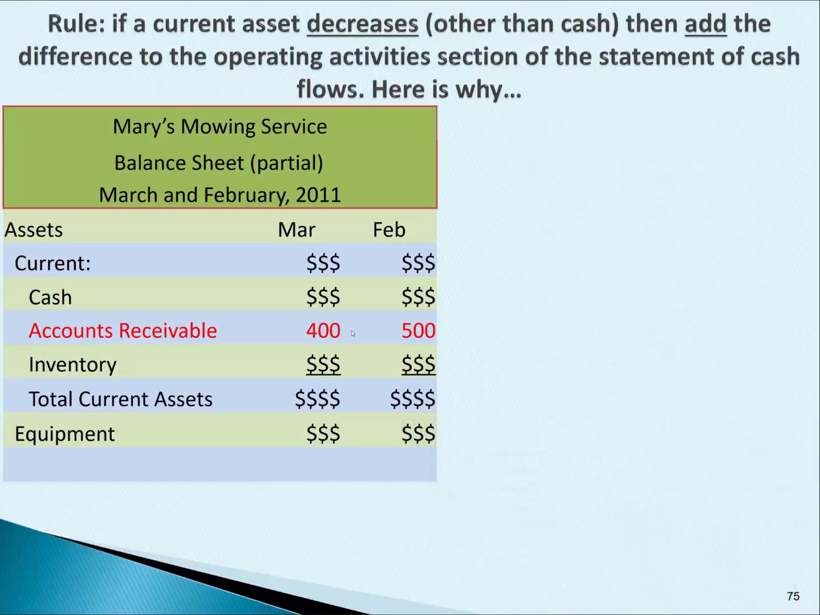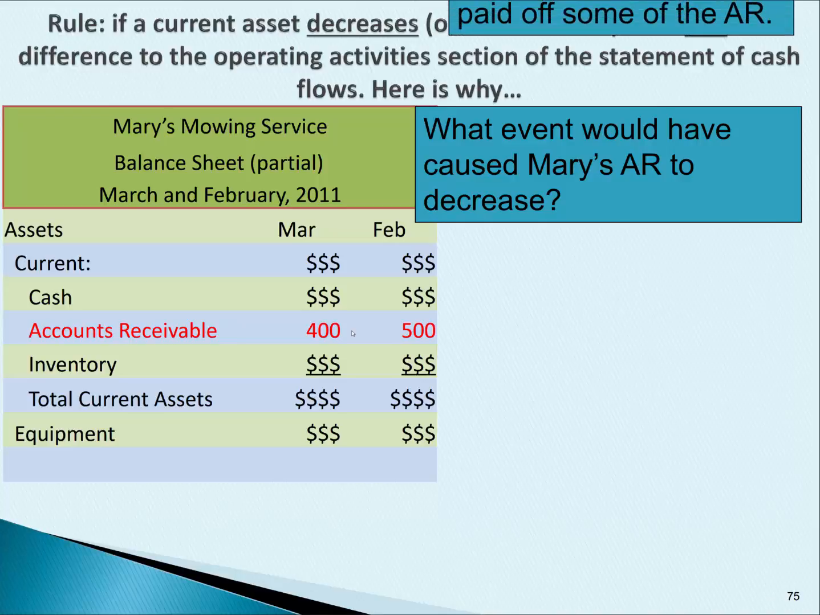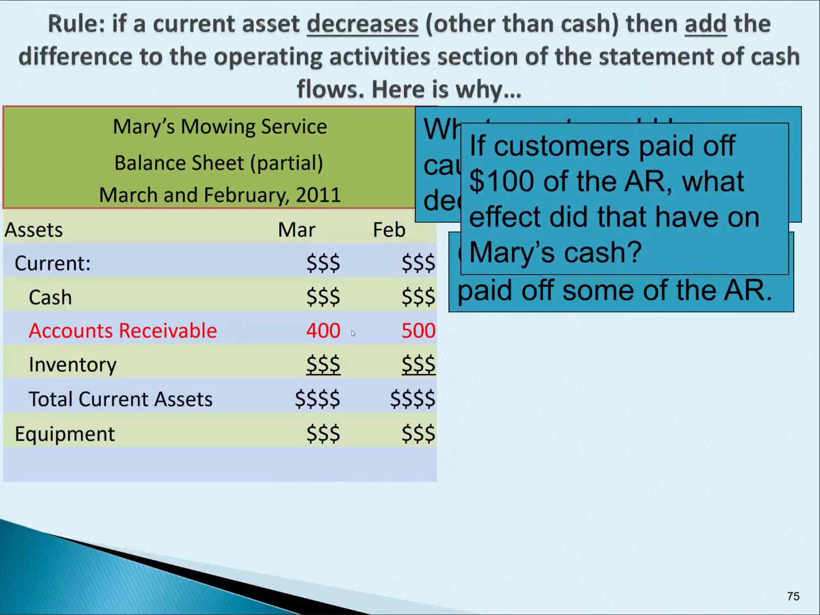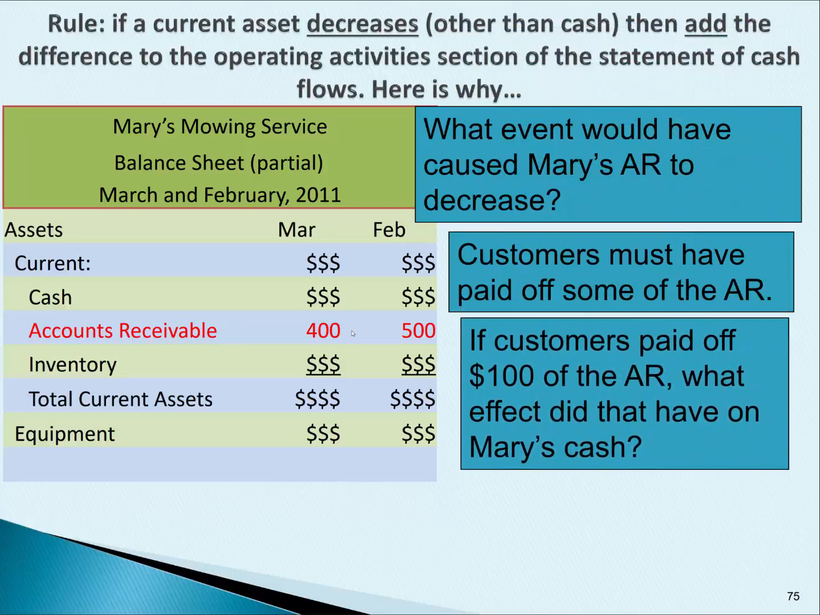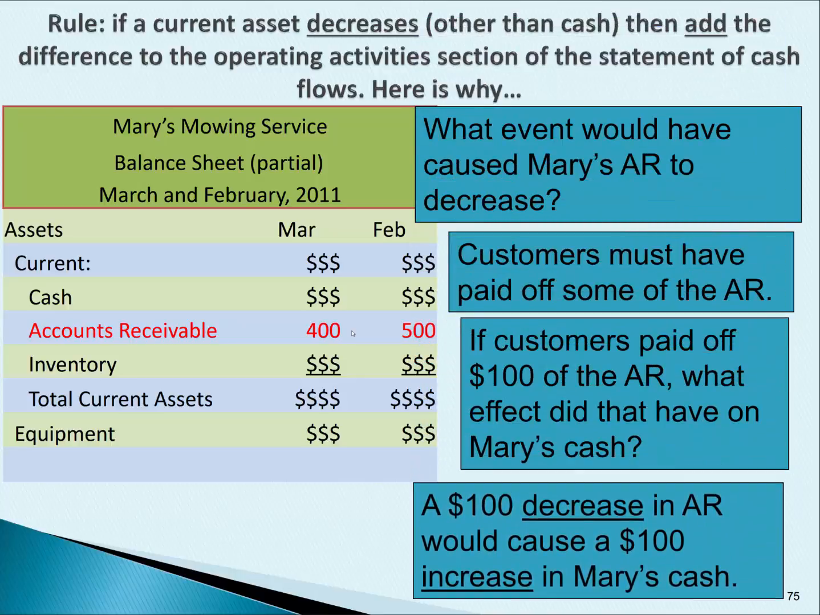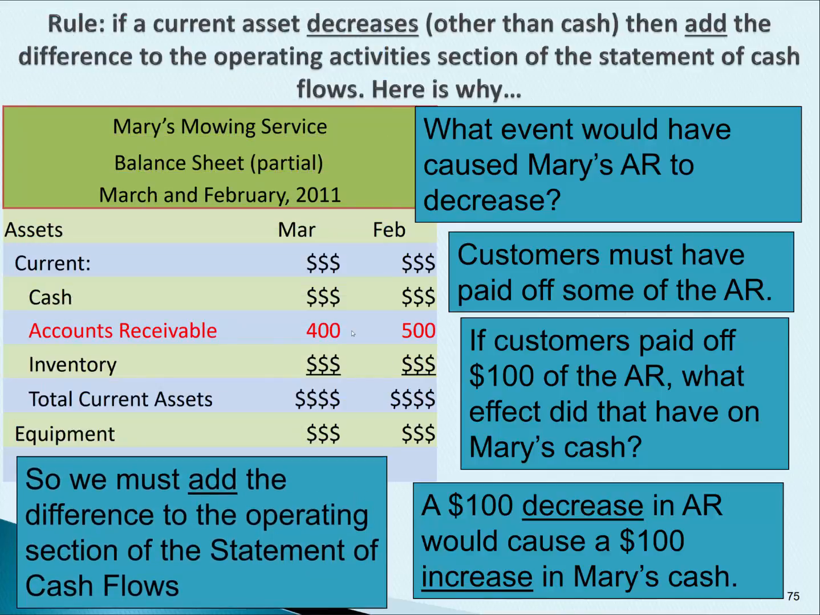So what event would cause Mary's AR to decrease? Well, if Mary's AR decreased, then her customers must have paid off some of the AR. And if customers are paying off some of the AR, which way did cash go? So Mary's cash must have increased by $100 as those customers paid off $100 of AR. So since her cash increased, we must add the difference to the operating section of the statement of cash flows.